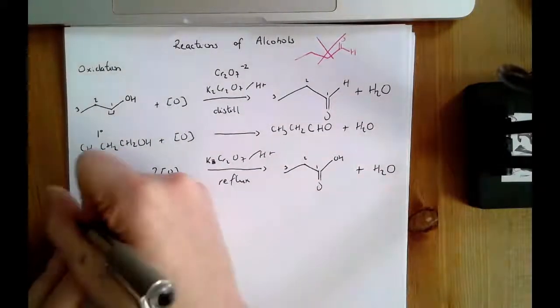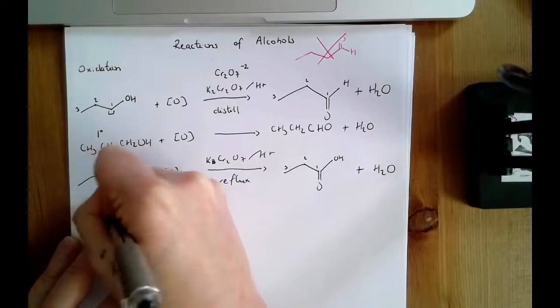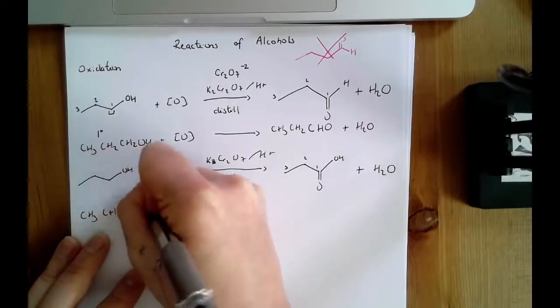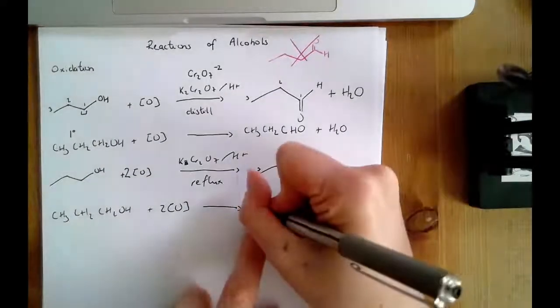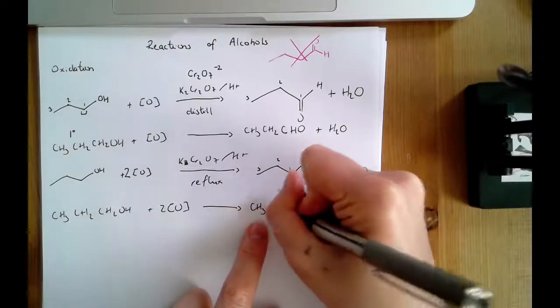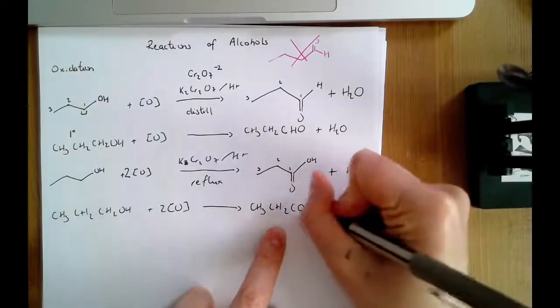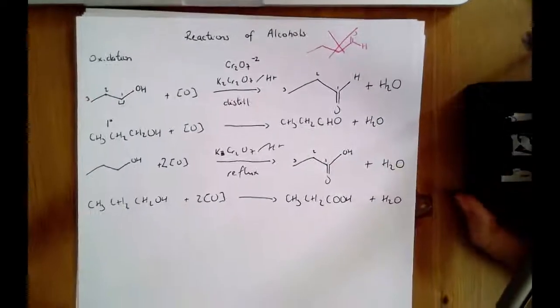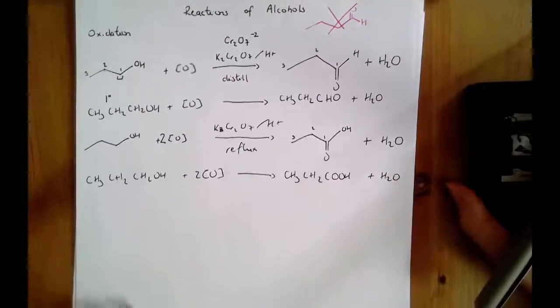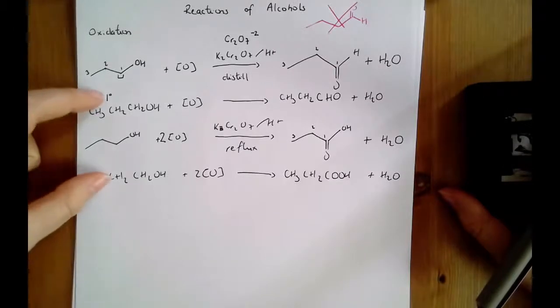If I wanted to do this in structural formula, I would have CH3, CH2, CH2OH plus my oxidizing agent, and then when I'm writing the structural formula of my carboxylic acid, it's CH3, CH2, COOH plus H2O, and that is how it is represented. Okay, that's when I'm oxidizing a primary alcohol.